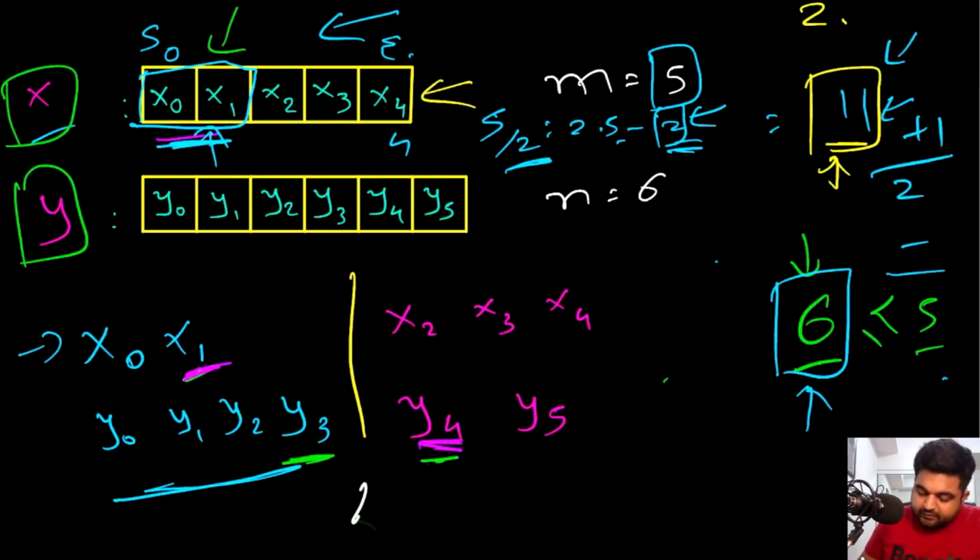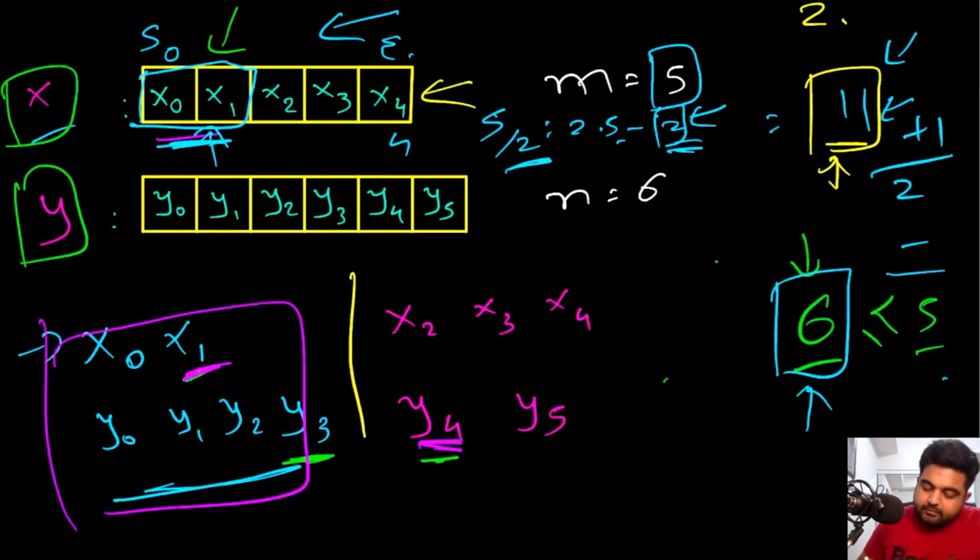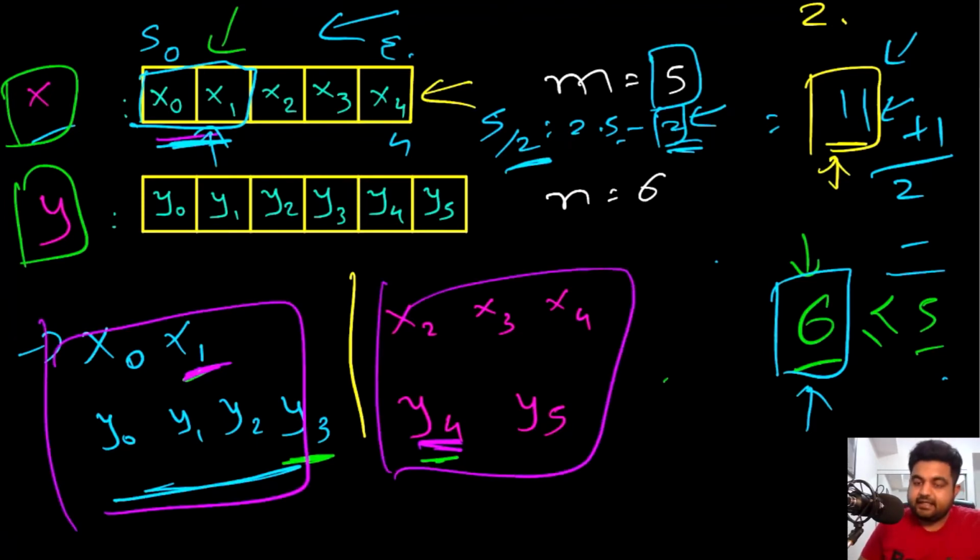Well, if both of them do not happen, how are we going to maintain the number of elements that are needed? Because currently the number of elements needed is 6 on this side and 5 on this side. So we have to make sure that we maintain that property. So how can we do that?